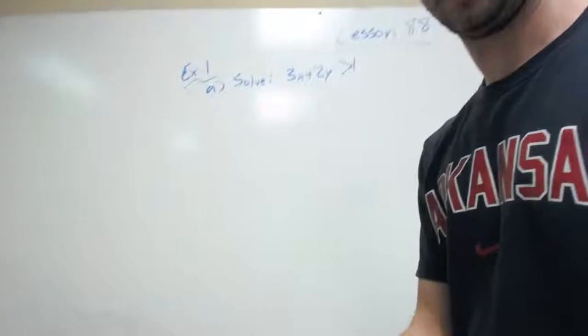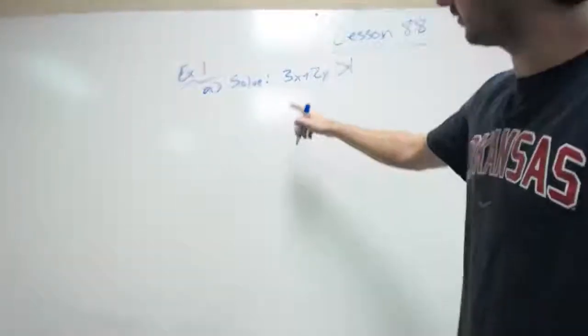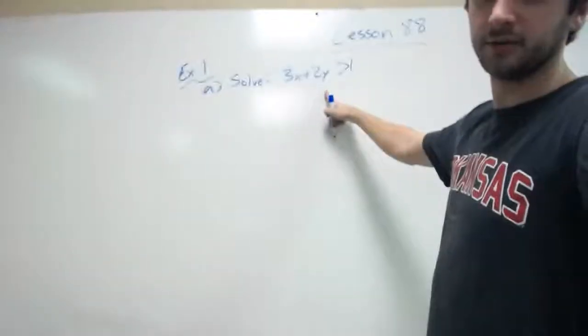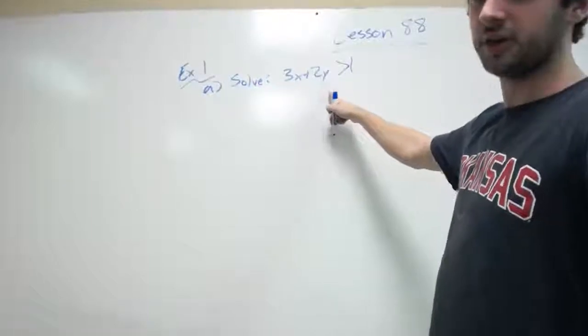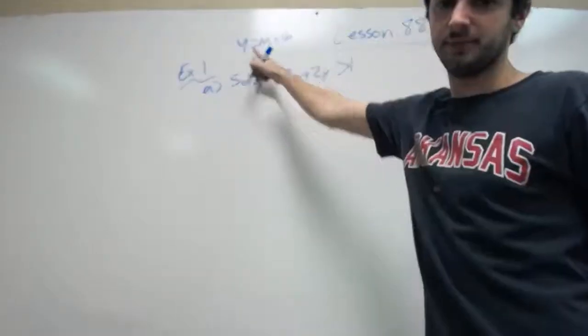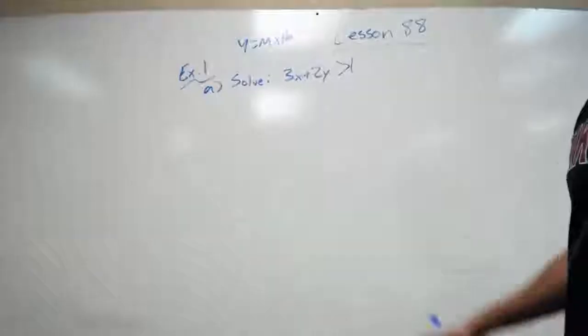So first, let's understand the solving part. It says solve 3x plus 2y is greater than 1. And I'm actually going to solve and graph it. So we've got to get it in the form y equals mx plus b. The only thing is our sign may be subject to change because it's an inequality.